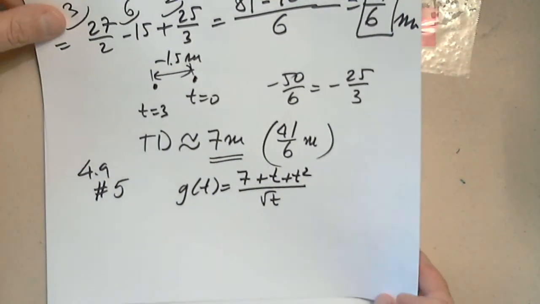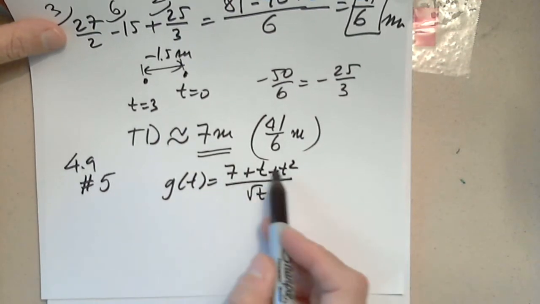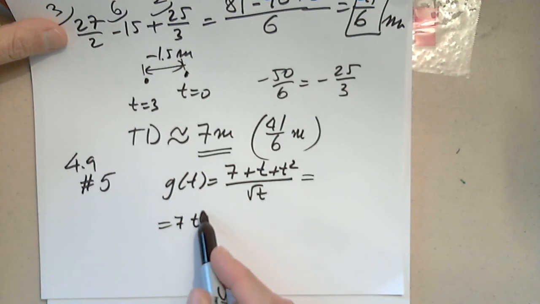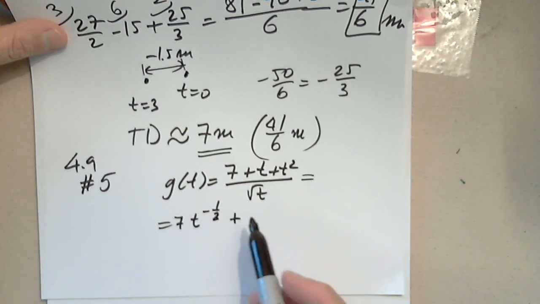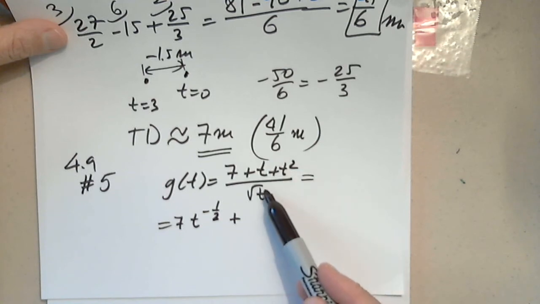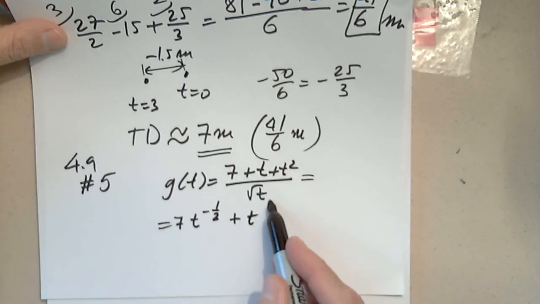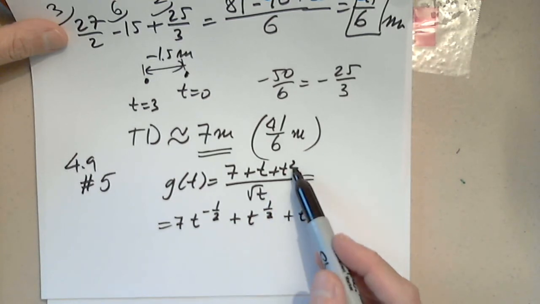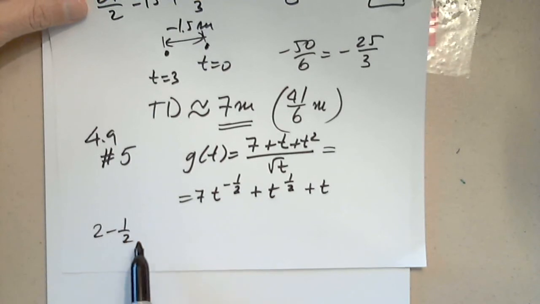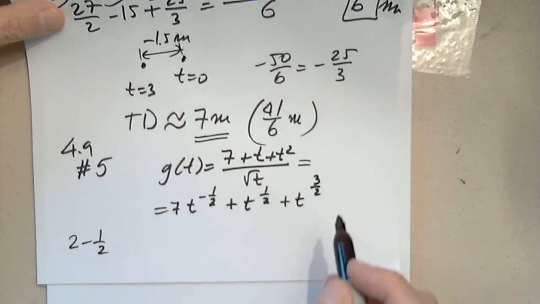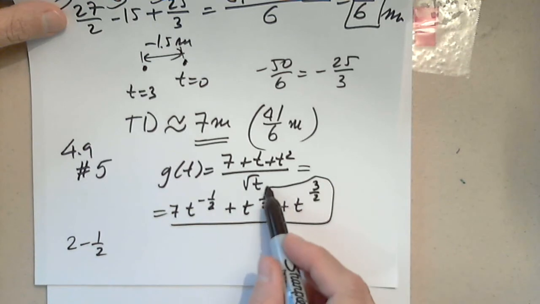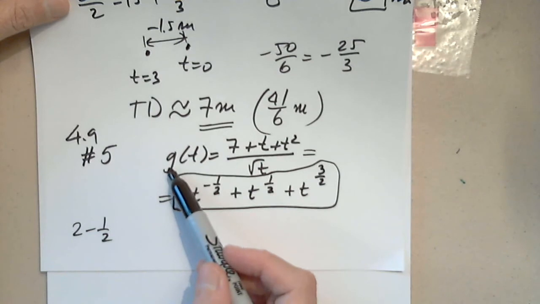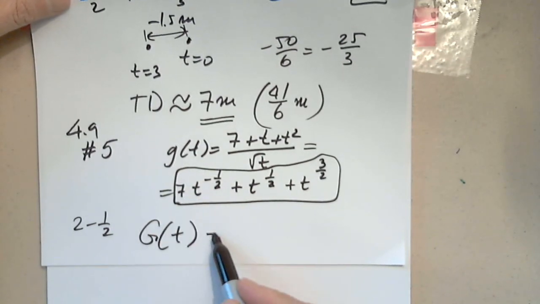So I'm asked to find the most general antiderivative, but I'm not going to work with this. As we know, 7 divided by this is 7t to negative 1/2 plus t to the first power, and this is t to 1/2, will be t to 1 minus 1/2, and plus t to 2 minus 1/2. 2 minus 1/2 is 3/2. This is the function that I will use to find the antiderivative for. And since I have a lowercase g, I will denote it by uppercase G.